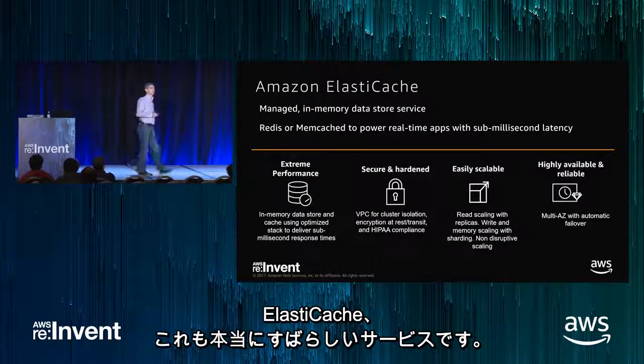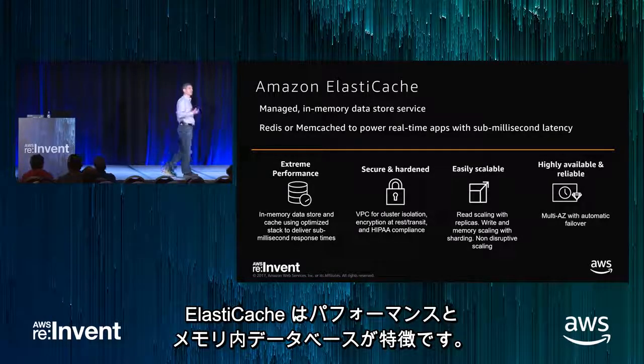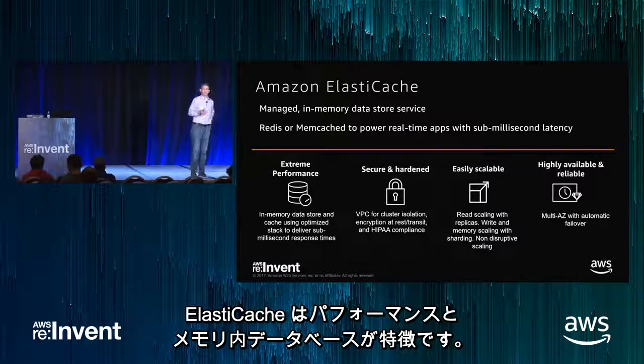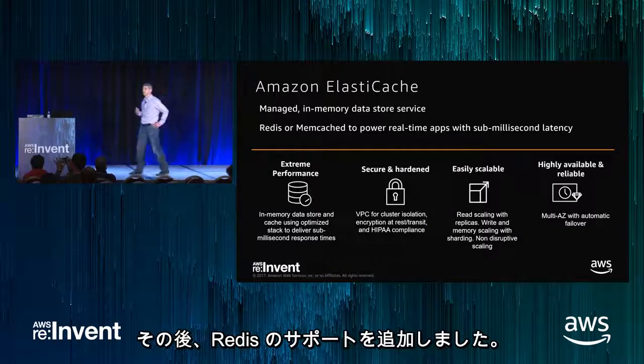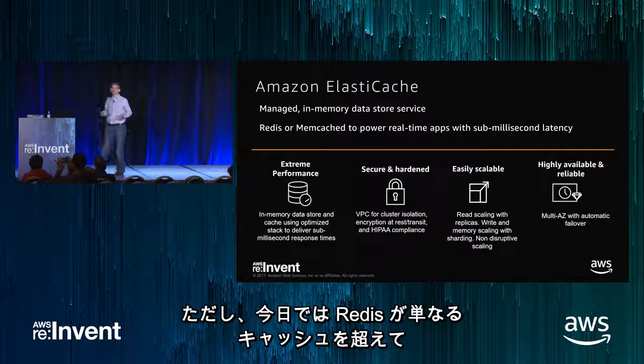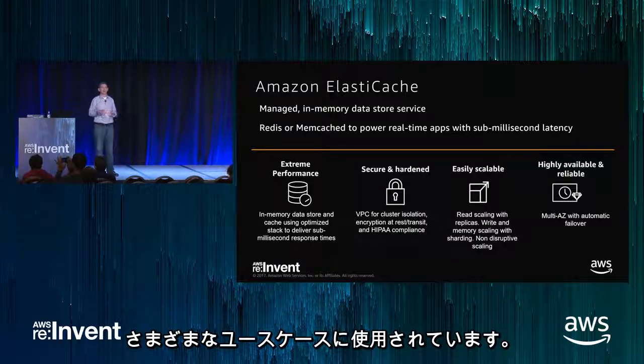Elasticache, another really awesome service. Elasticache is all about performance and in-memory database. It started as a cache with Memcached, then we added support for Redis. But really, Redis today is being used for a lot of use cases beyond just caching.